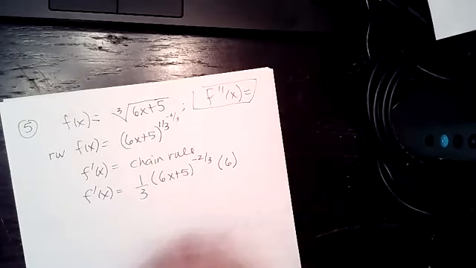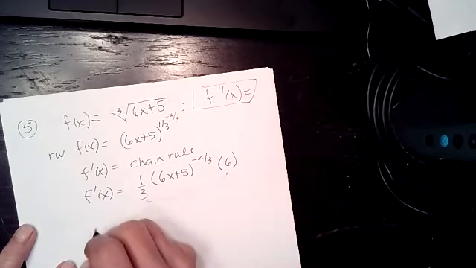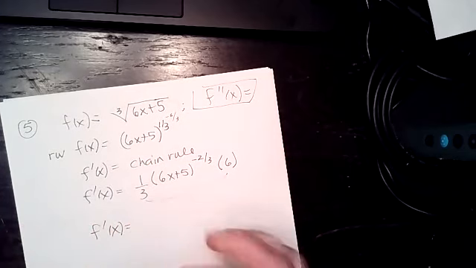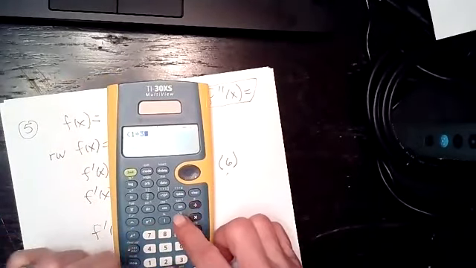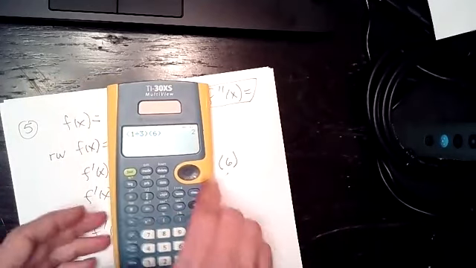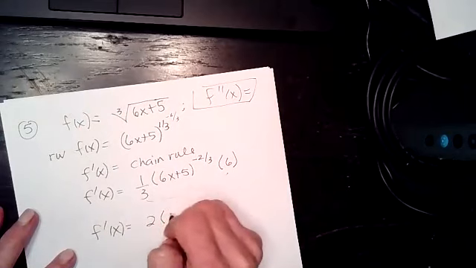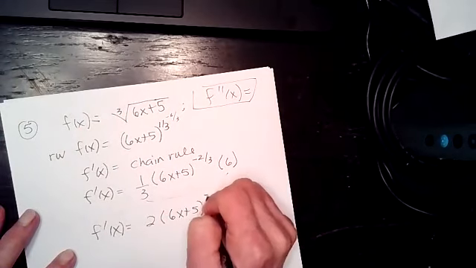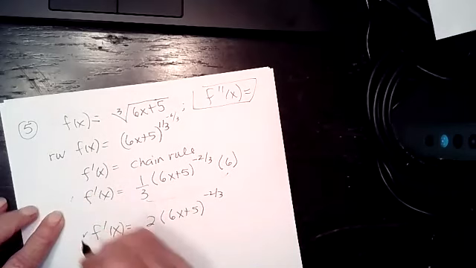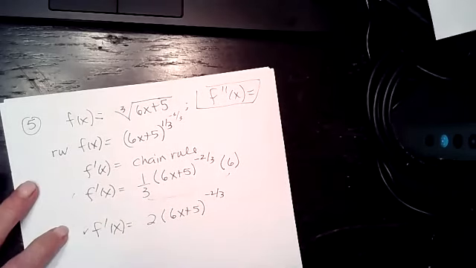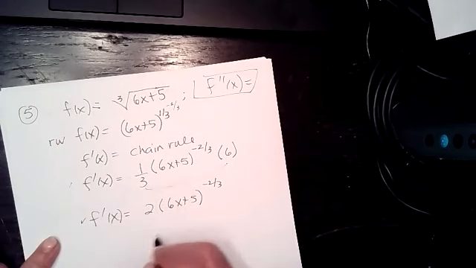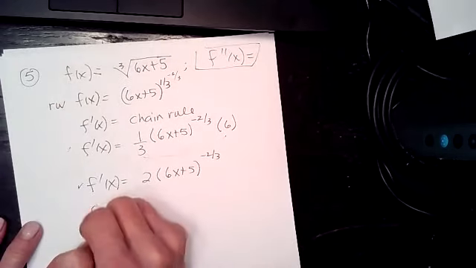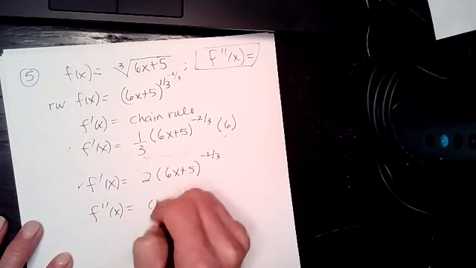Since I have to do it again, I'm going to simplify. I'm going to multiply 1/3 times 6: 1 divided by 3 times 6 is just 2, times 6x plus 5 to the negative 2/3. See that I'm just putting what I'm doing. This is my first derivative. If people don't mark what they're doing, they tend to put this in as the answer because they did some work to that, but you just simplified the first derivative. So now we're going to take the second derivative again, and we use the chain rule.